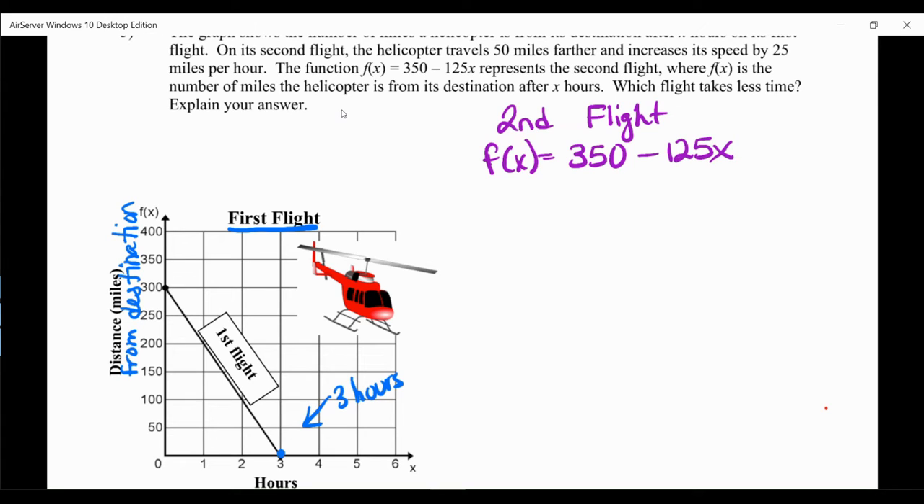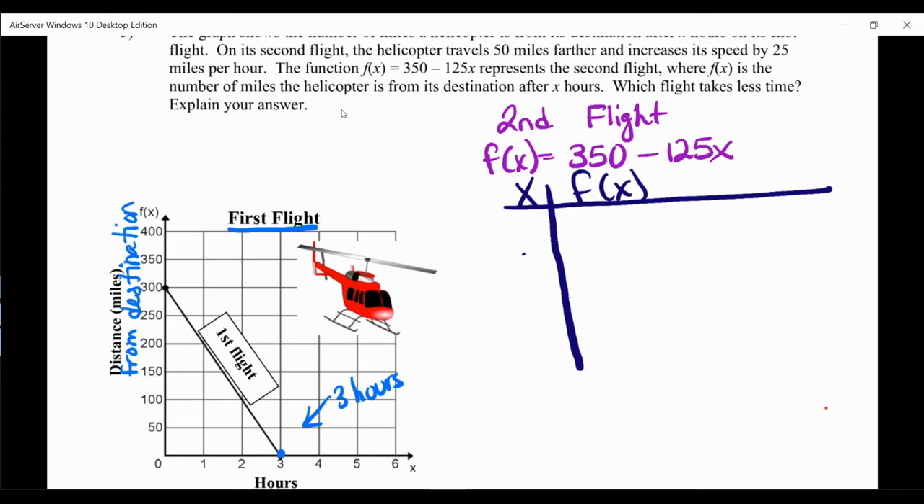Okay, so what we want to do is graph this function on the same graph and compare how long it takes to get to the destination. To graph a function, the only strategy we have right now is to create a table of values. It's always a good place to start to help organize your thoughts. So we have our x column and our f of x column.